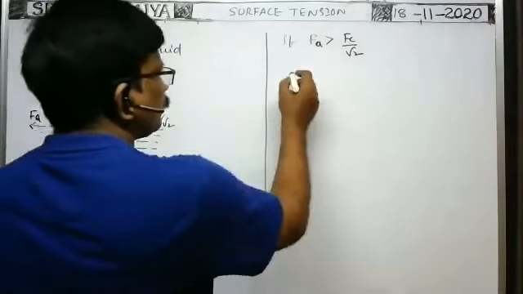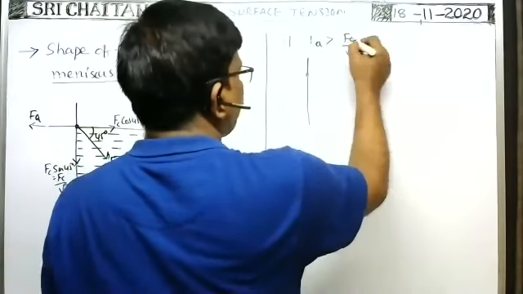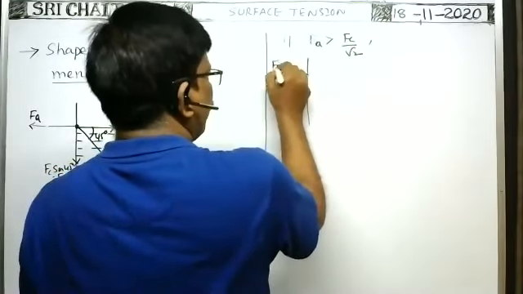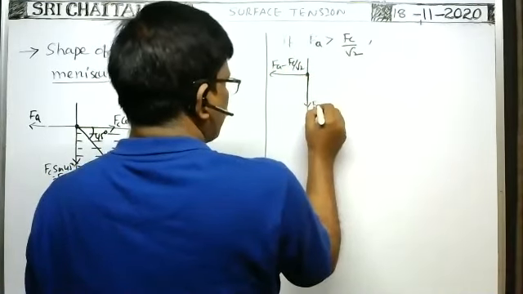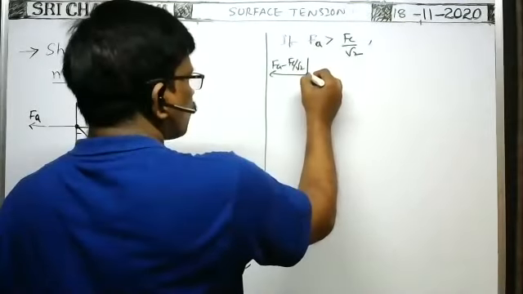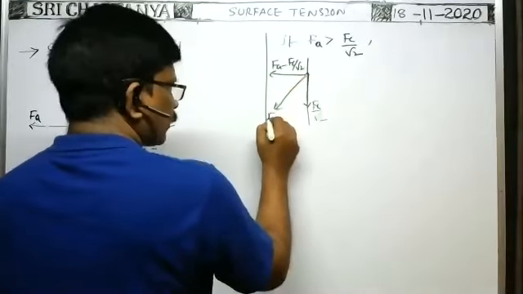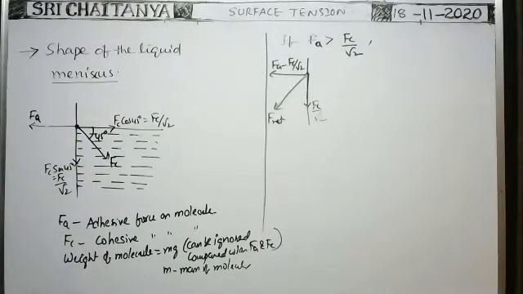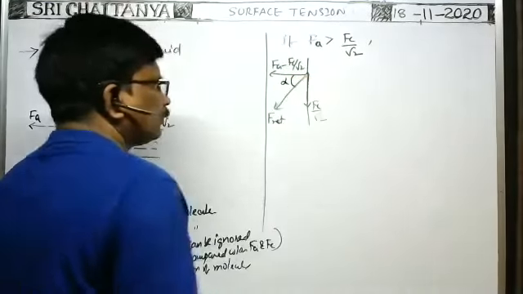So in this case, if Fa is greater than Fc by root 2, then Fa minus Fc by root 2 is in this direction and Fc by root 2 in this direction. The resultant of these two is in between these two, along one direction. Okay, this is the net force. The angle made by the net force with the horizontal, or with the surface of the liquid, is say alpha.